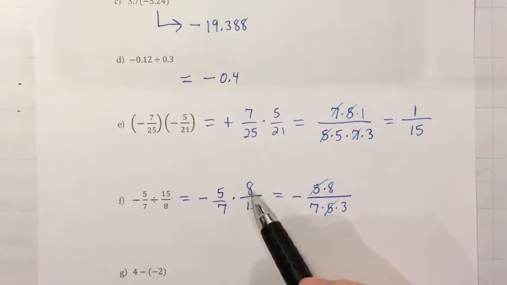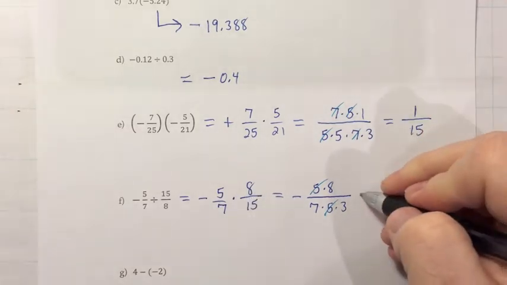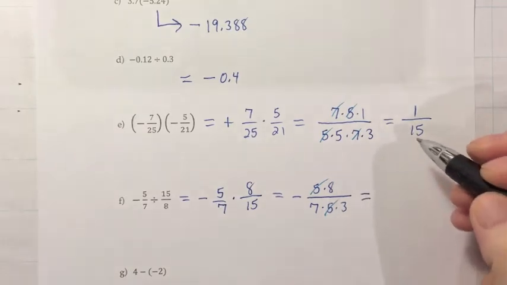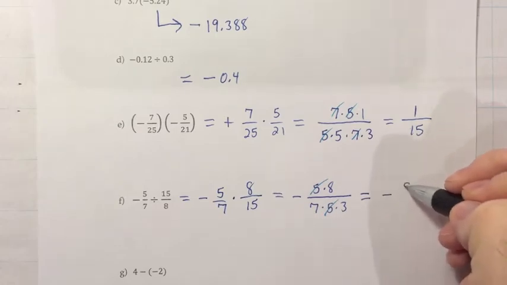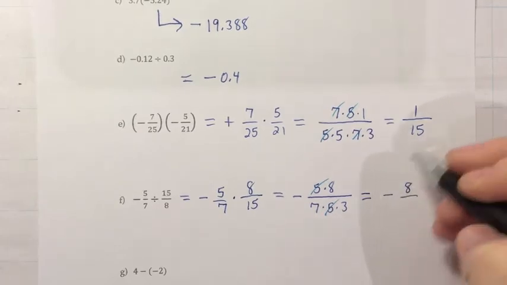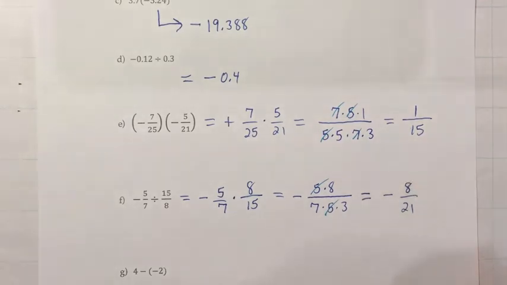All that goes into 8 is 2. These are odd numbers, so there are no 2s down there. I don't want to waste time factoring if it's not going to help me reduce or cancel. That negative is still along for the ride. We have 8 in the numerator, and 7 times 3 is 21 in the denominator. So there's our answer.